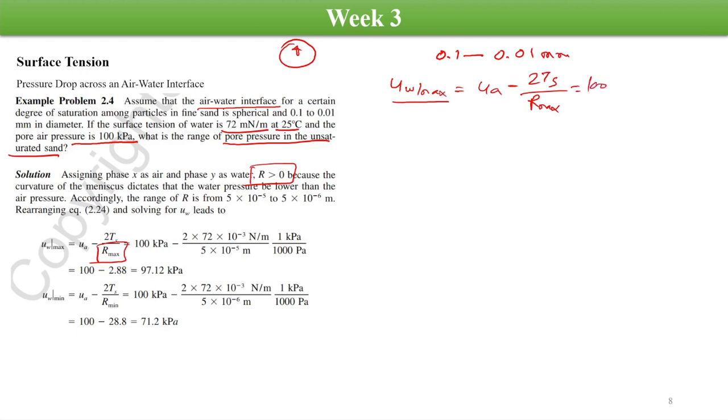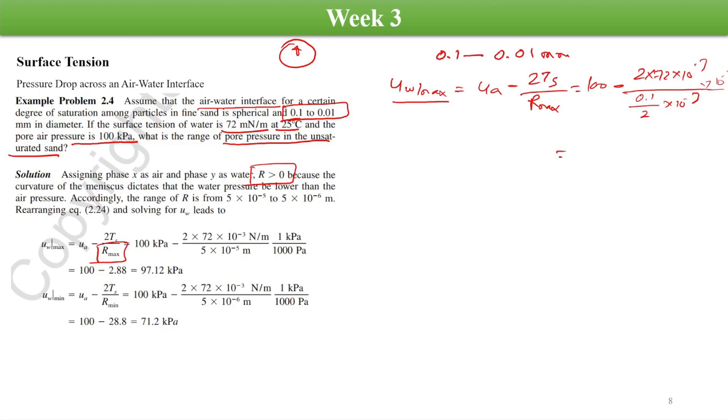UA value is 100 kPa minus twice Ts. That's going to be 2 into 72 into 10 to the power minus 3 divided by R max, the maximum R which is there. This is the diameter, so the maximum R will be for 0.1 mm. So 0.1 divided by 2 is in mm; we convert it into meters with 10 to the power minus 3.